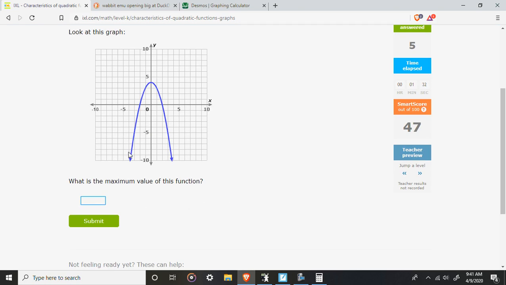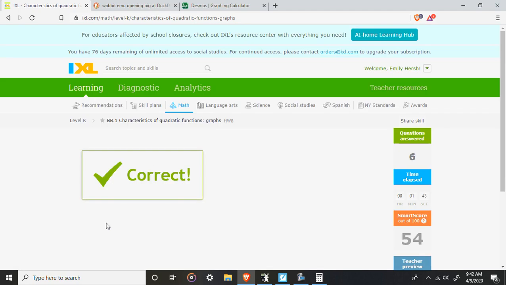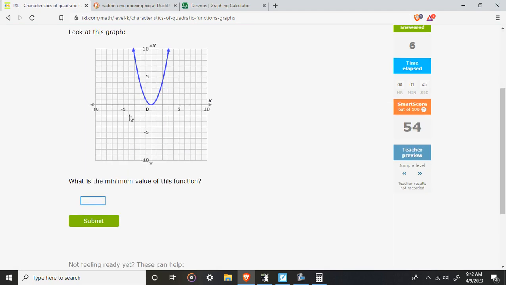What's the maximum value of this function? It is right there, so it's 0, 4, okay? Here, though, you only want the 4. How high up did it go? 4. Okay? So again, what's the minimum value of this function? Well, the lowest it drops down to is 0.